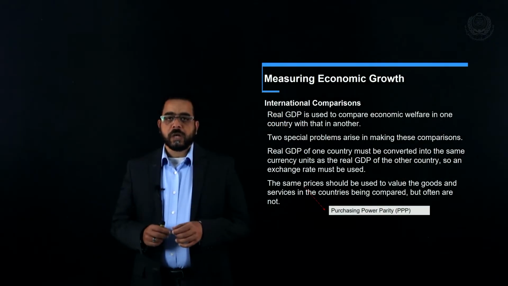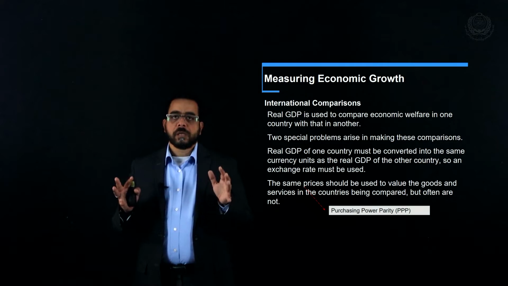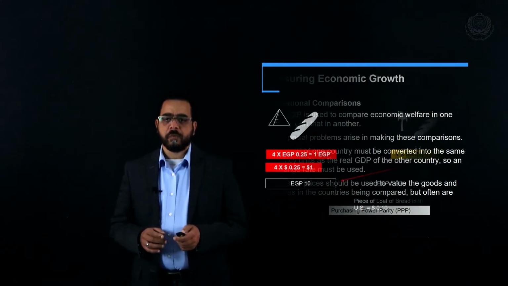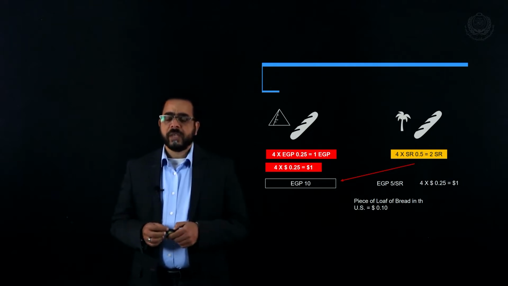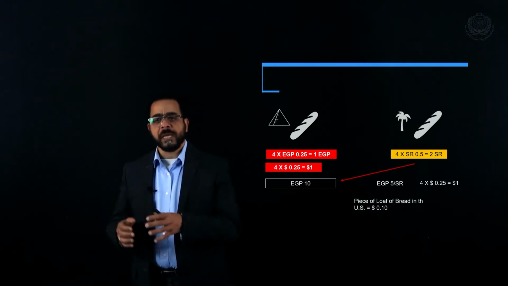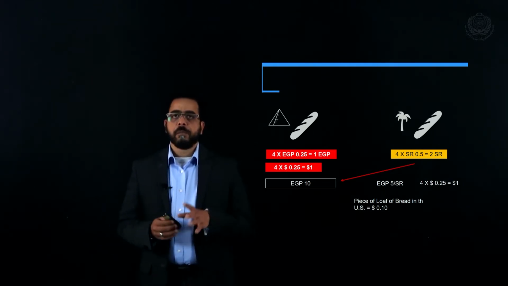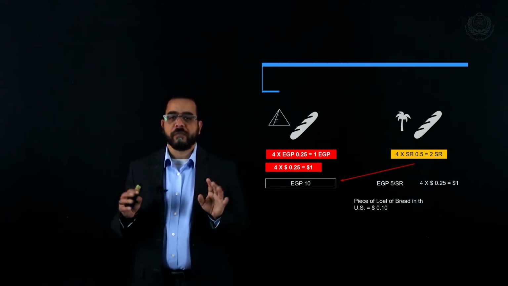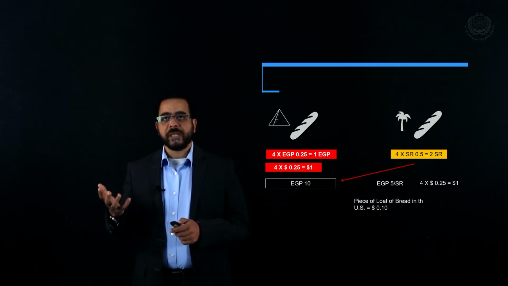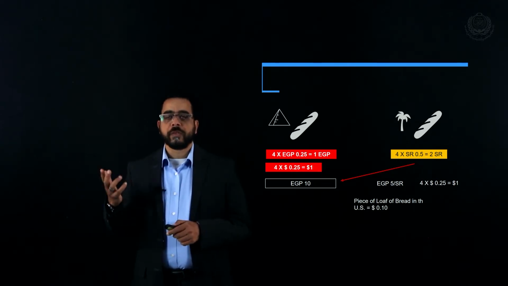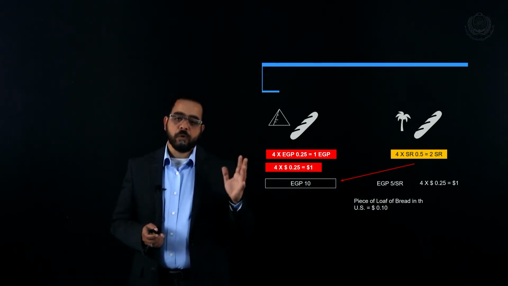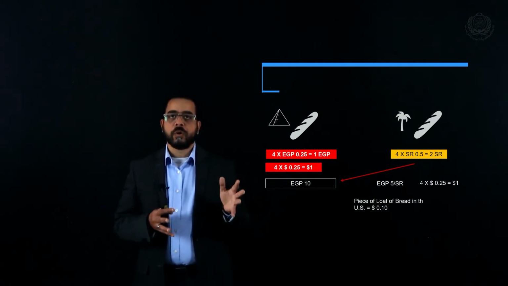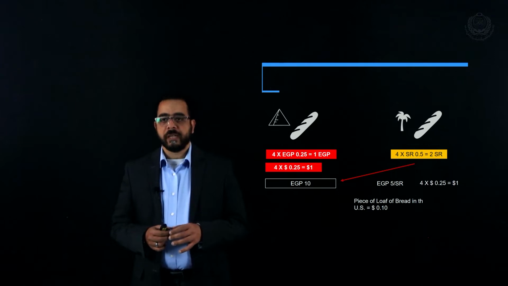In this unit, we're going to talk about how to use GDP to make an international comparison. Let's take an example. Assume we are comparing the Egyptian GDP and the Saudi GDP, and both countries are producing 4 loaves of bread. However, a loaf of bread in Egypt is worth 25 piastres. A loaf of bread in Saudi Arabia is sold at 50 halalas, or 0.5 Saudi riyal.